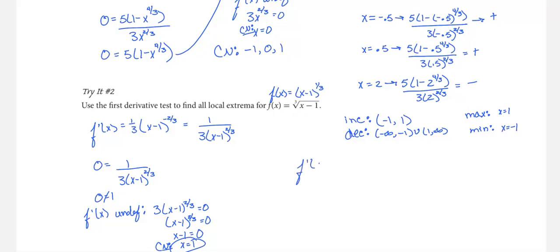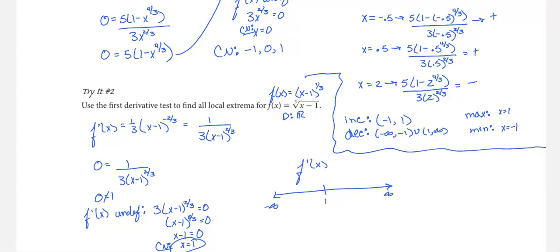So our sign chart is going to have 1 on it. Now with this sign chart, we have to think about domain. Domain for the function is all real numbers. So when I test, I'm going to test to the left and to the right. I'm going to draw a little divider there. So let's test some numbers. Let's plug in x equals 0 and x equals 2. Remember, it's going into the derivative.